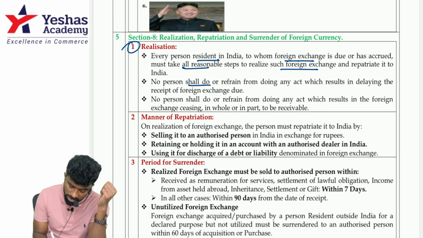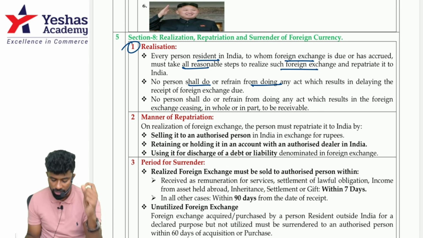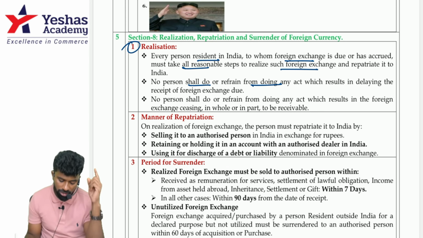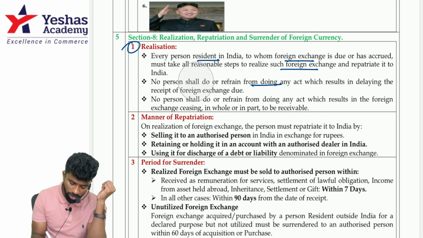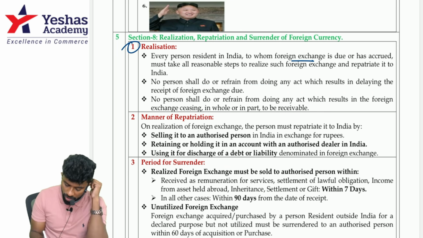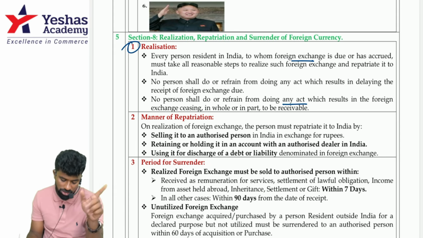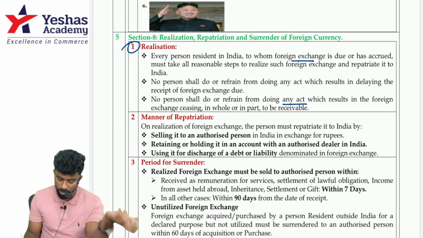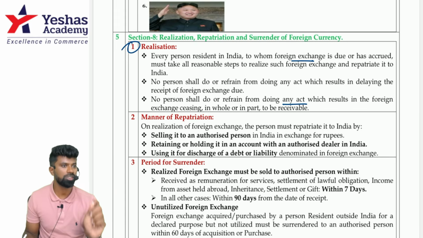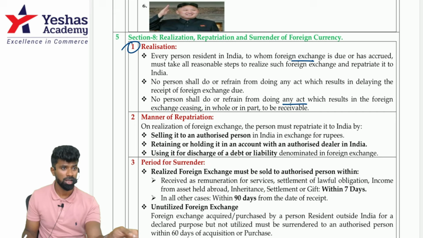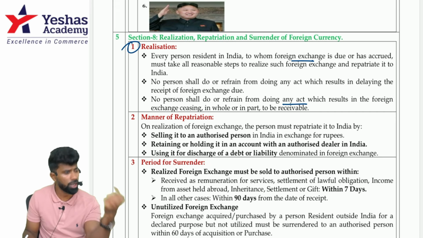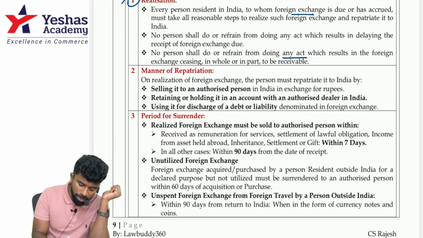India. No person shall do or refrain from doing any act which results in delaying the receipt of what exchange? Foreign exchange. No person shall do or refrain from doing any act which results in the foreign exchange ceasing in whole or in part to be receivable. Means you should take all the steps to realize and to repatriate that foreign exchange to where? India. Next one, manner of repatriation, important.